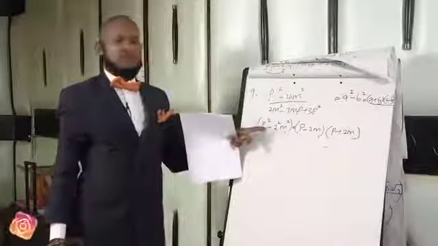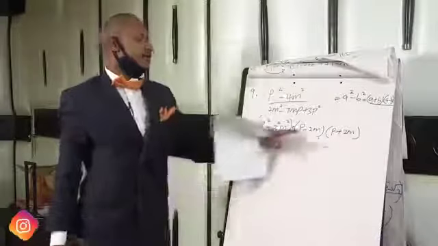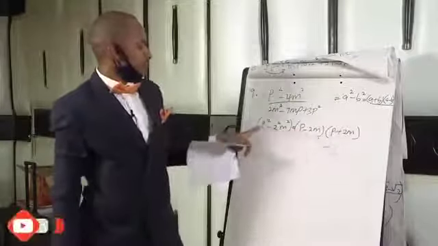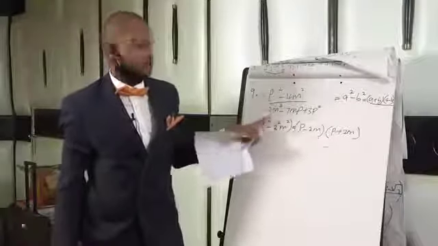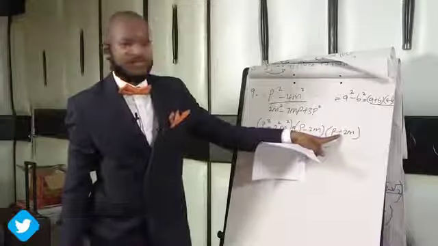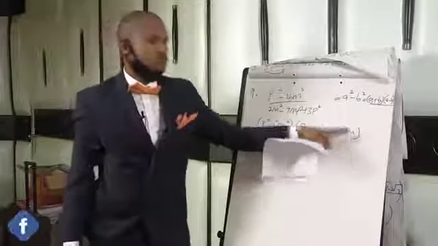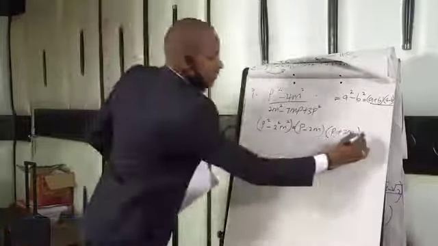A squared minus b squared is equal to a plus b into a minus b. Therefore, p squared minus 2 squared m squared can be written as p minus 2m into p plus 2m. So this is the numerator.